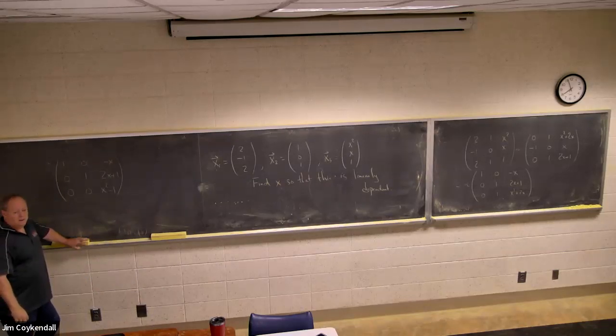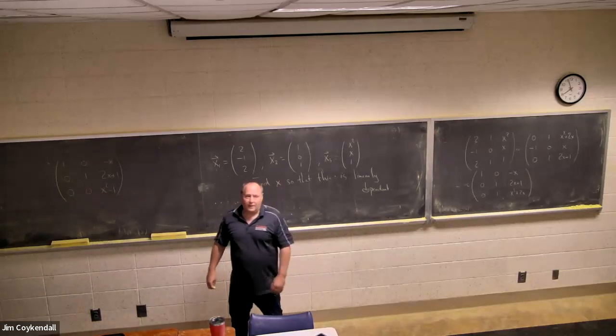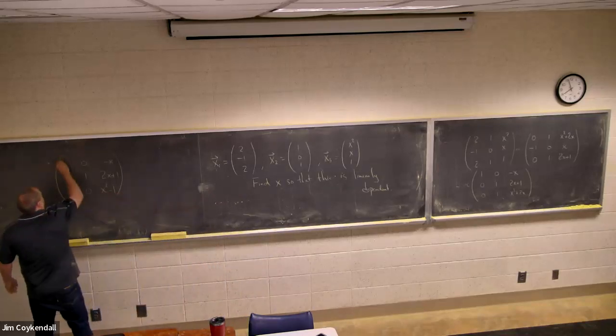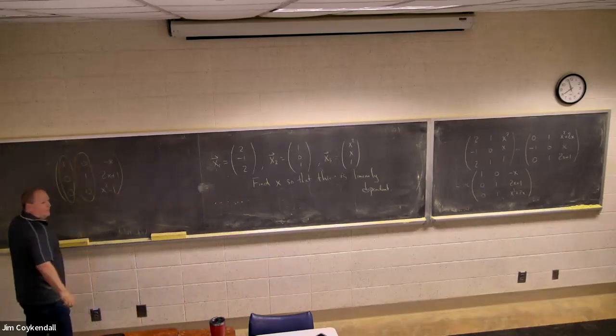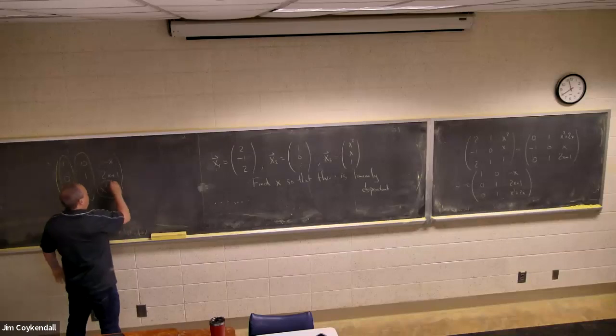Is that okay with you? Now, for sure, I've got 2 pivot columns: I've got this one and this one. For this to be linearly dependent, what has to happen? This one has to be 0.